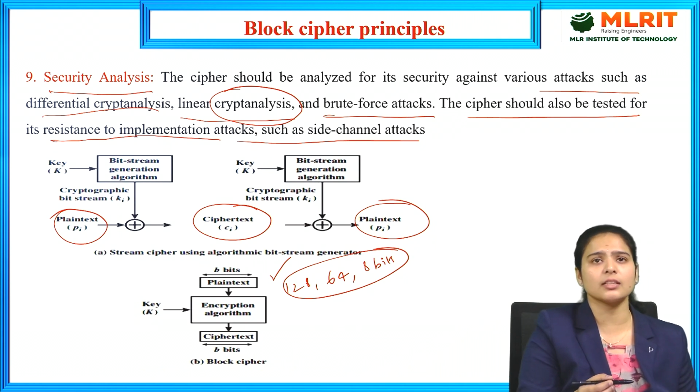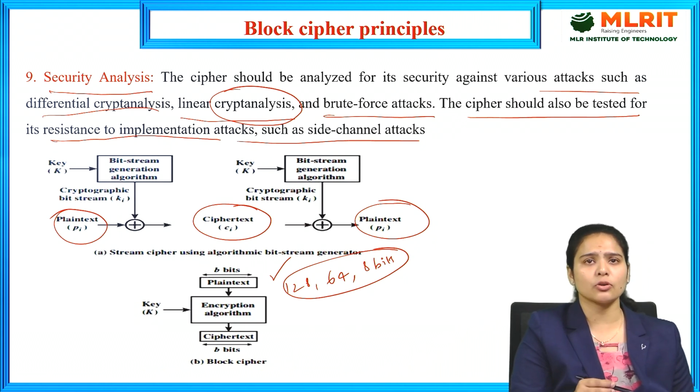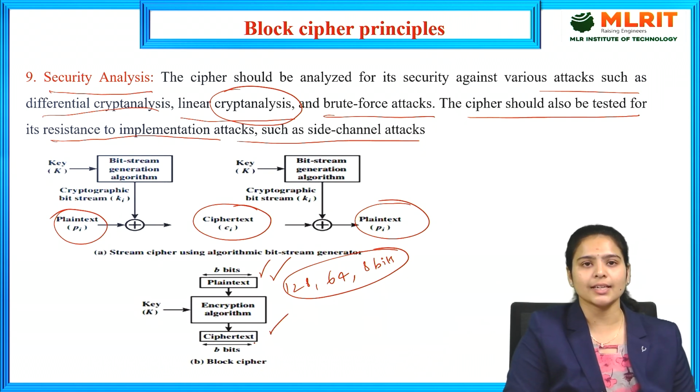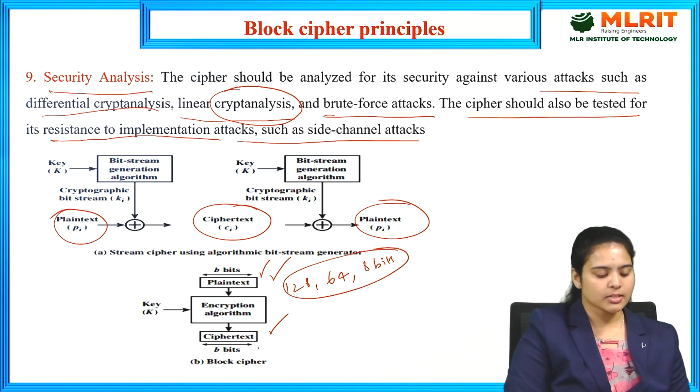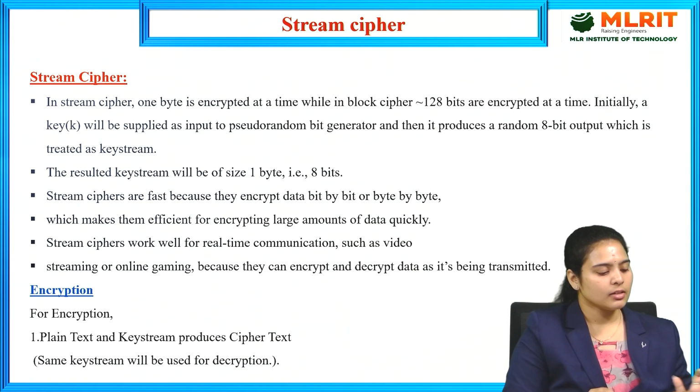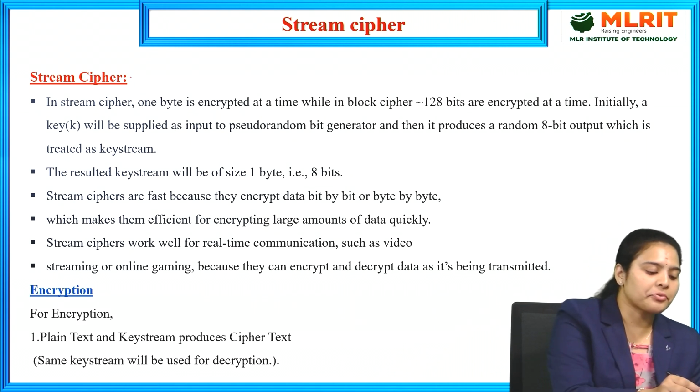We already saw this in the AES process. In the next lecture, we can see it in the DES process also. The plaintext is converted into the ciphertext by using the encryption algorithm. That is known as the block cipher principles example. The next one is stream cipher.